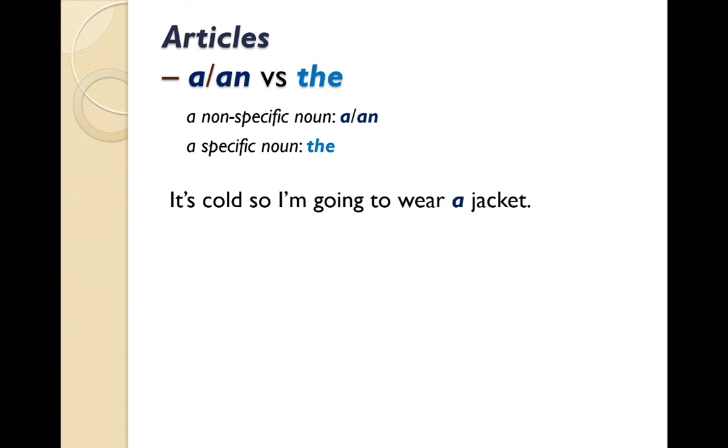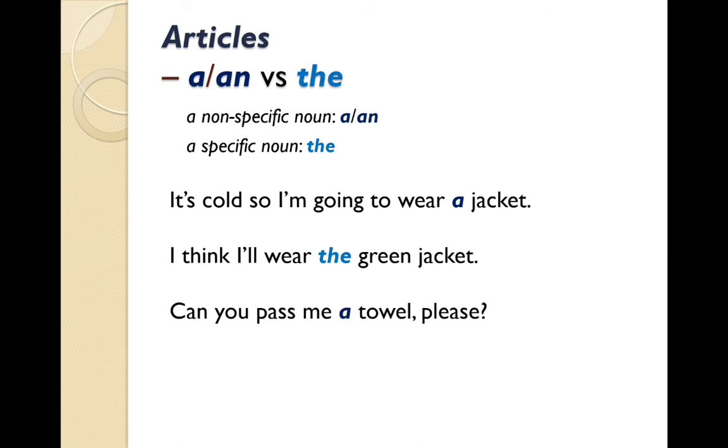It's cold, so I'm going to wear a jacket. In this phrase, we don't know which jacket I'm going to wear. I think I'll wear the green jacket. Can you pass me a towel, please? Pass me the blue towel, please. So again, with a towel, we could be referring to any towel, but the blue towel, we are being specific.